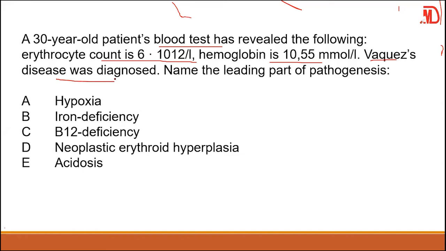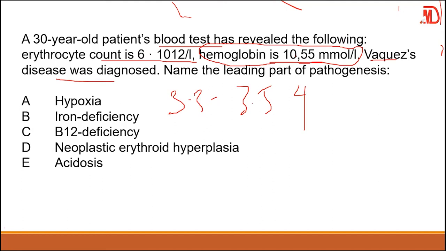If you look at the hemoglobin content, what is the normal hemoglobin? It's around 120. Now we have 10.55. That means most of these red blood cells that have been produced, a lot, this is 6, normally around 3.3 to maybe 3.5 or sometimes 4. But here we have 6. That means red blood cells have increased in number, but they do not have hemoglobin in them. Why? Because look at the hemoglobin level, 10.55. That means they are immature. And hence that disease has been diagnosed.